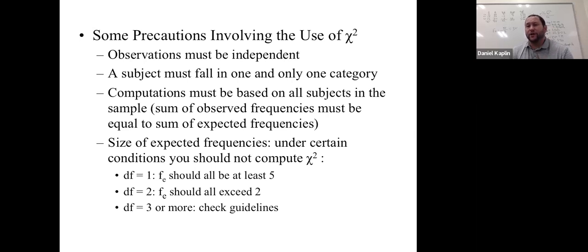If you had 1 degree of freedom or 2 groups, we expect you to have a minimum of 5 scores in each cell. With 2 degrees of freedom, we expect it to be 2 or more. And then if you have 3 or more degrees of freedom, it varies, so there's no set rule.